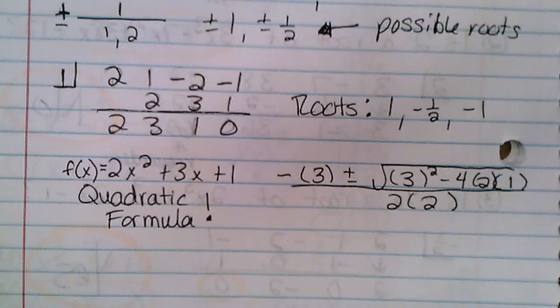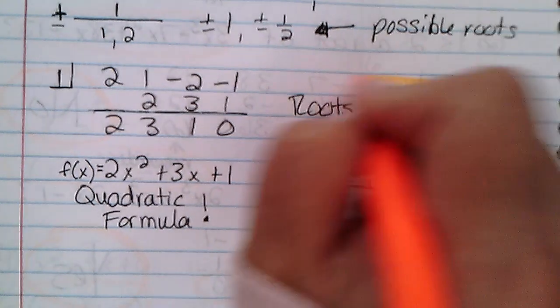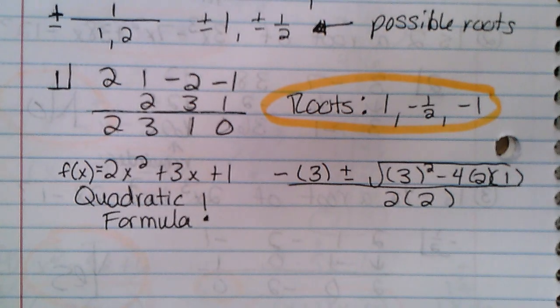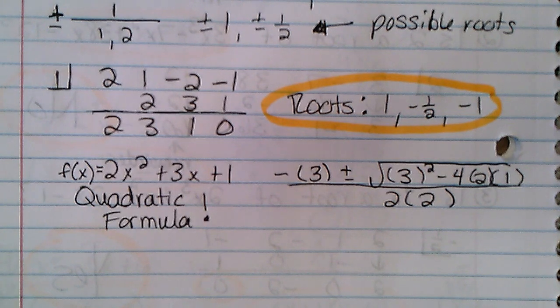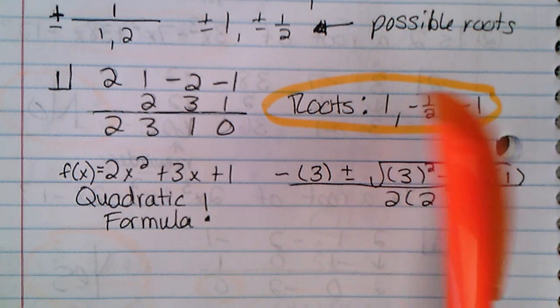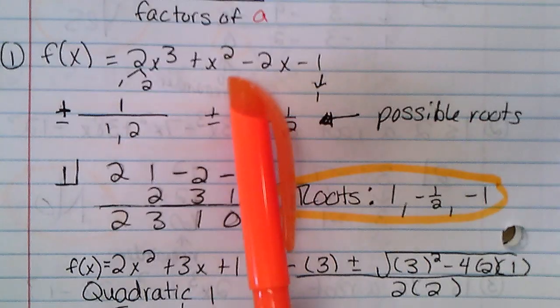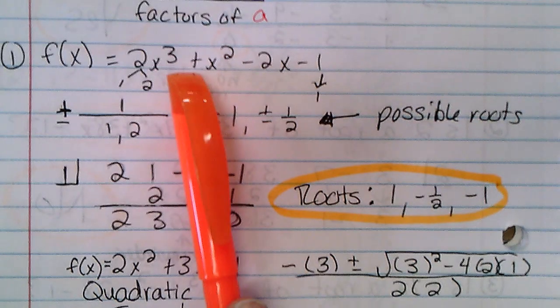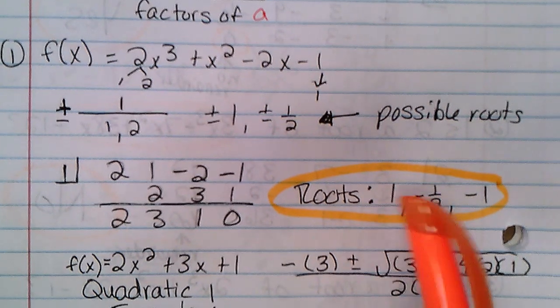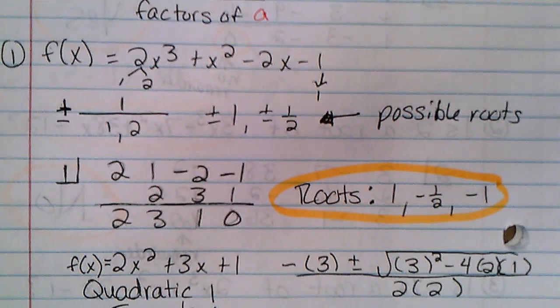So the final answer using synthetic division and the quadratic formula, which we're going to have to do with every problem, is 1, negative 1/2, and negative 1. If I type my original equation into Desmos, it would cross the x-axis at those 3 points.